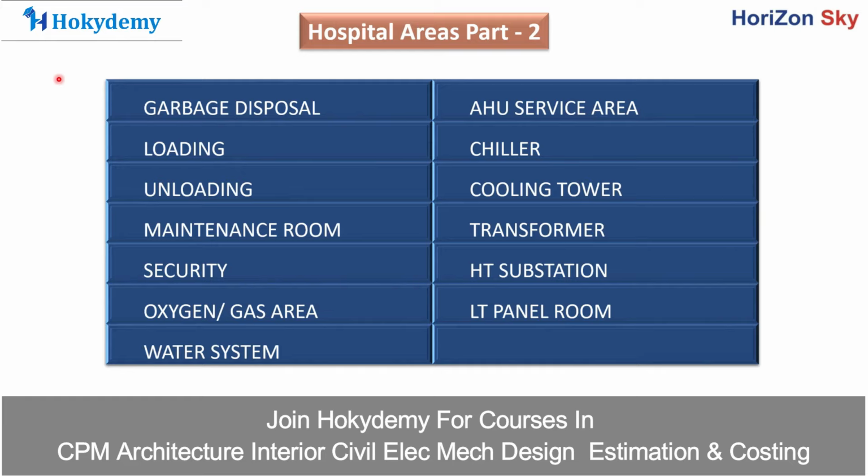This is the hospital areas part 2. Up till now, we saw the various kinds of areas that are used by people. They may be patients, visitors, doctors, the nursing staff, the administration team from day-to-day basis. Now, this part 2 consists of the different areas which are mainly for the service provision of the hospital area.